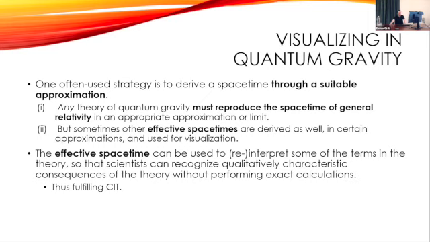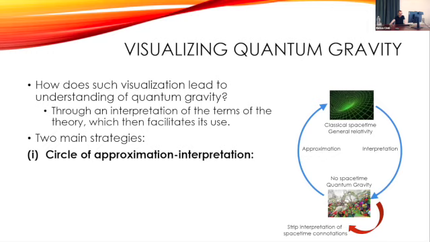And so if we can do that, then we might be able to still fulfill the criterion for the intelligibility of theories of De Regt and Dieks. So how does such visualization lead to understanding of quantum gravity? There are two main strategies. One is this circle of approximation interpretation.